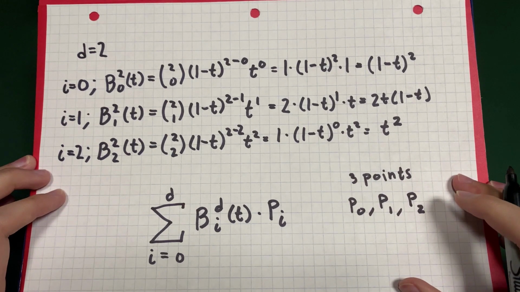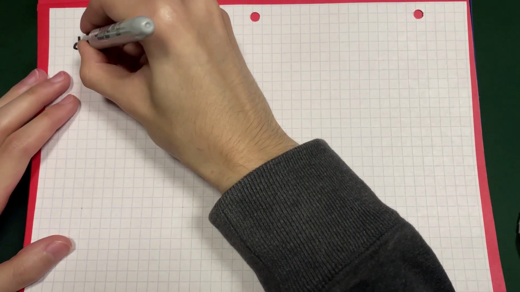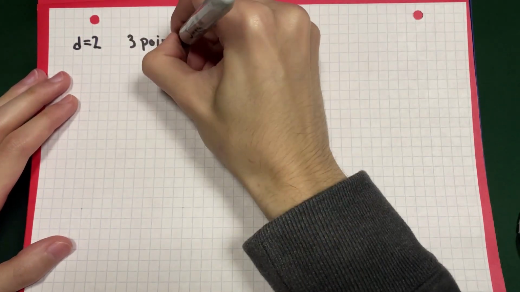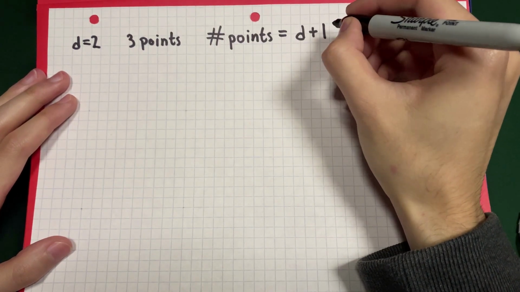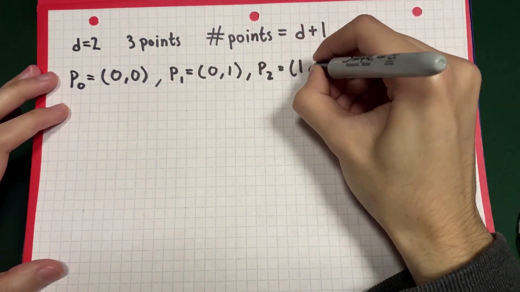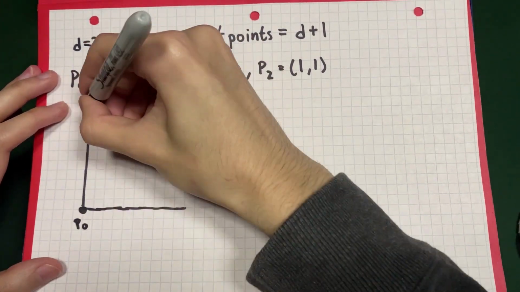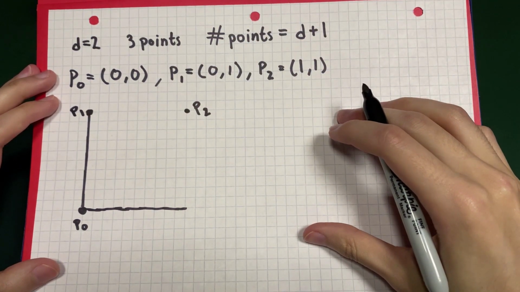Alright, let's see this method in action. Let's do a quadratic Bezier curve. Quadratic means it has a degree of 2. That also means we have 3 points. The number of control points is always degree plus 1. Let's say our 3 points are (0, 0), (0, 1), and (1, 1). I'm sure you have a general idea of how the curve will look, but let's get an accurate drawing with our sum of Bernstein polynomials.